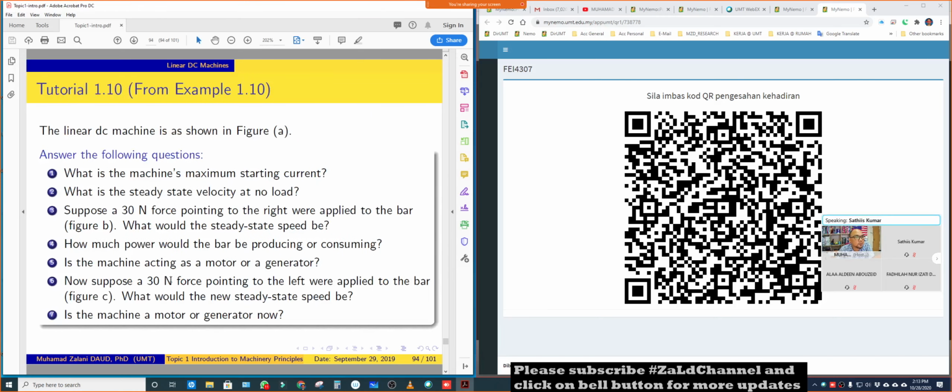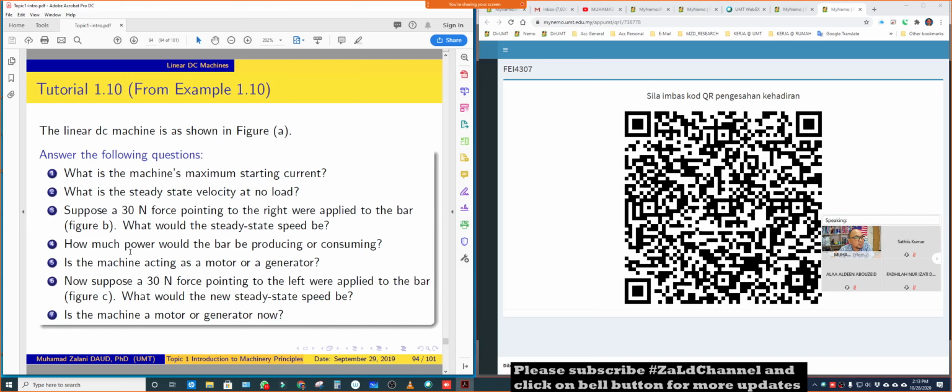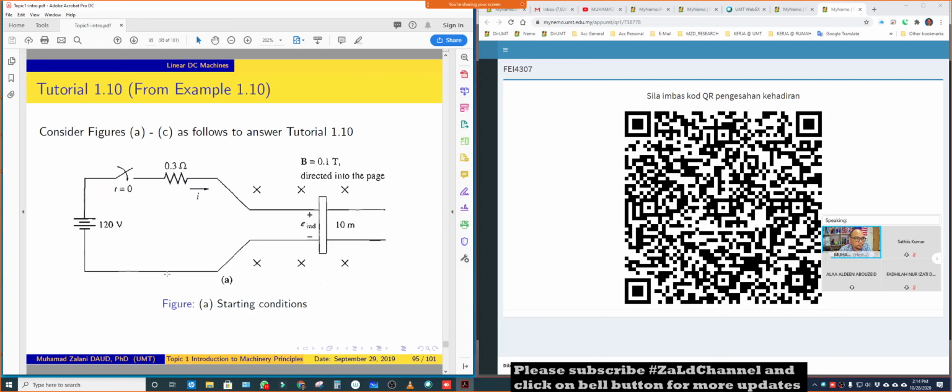I think since last week we have already started linear DC machine and finished discussing it, but we haven't discussed the tutorial yet. So today we will discuss tutorial 1.10 of linear DC machine.